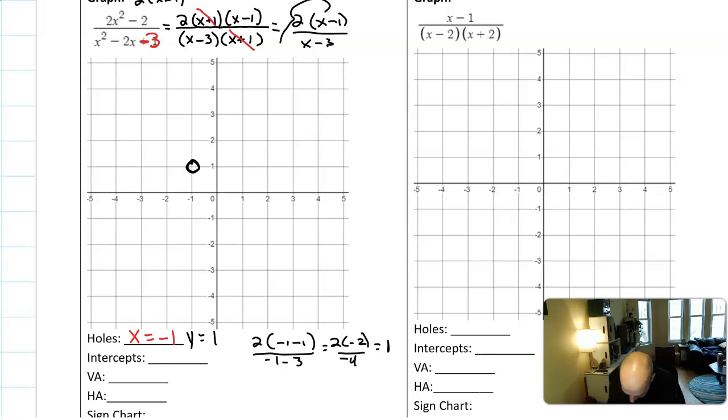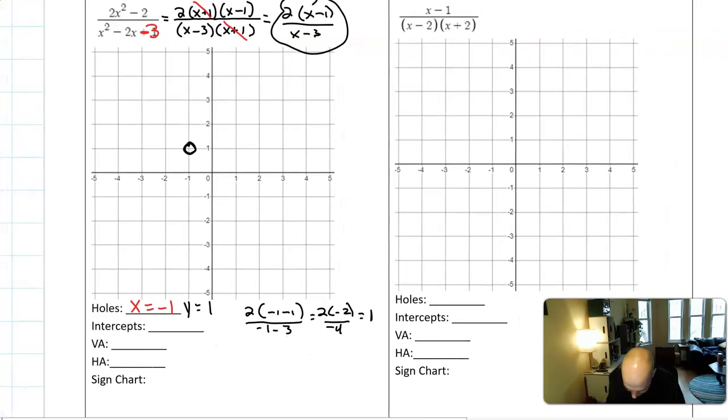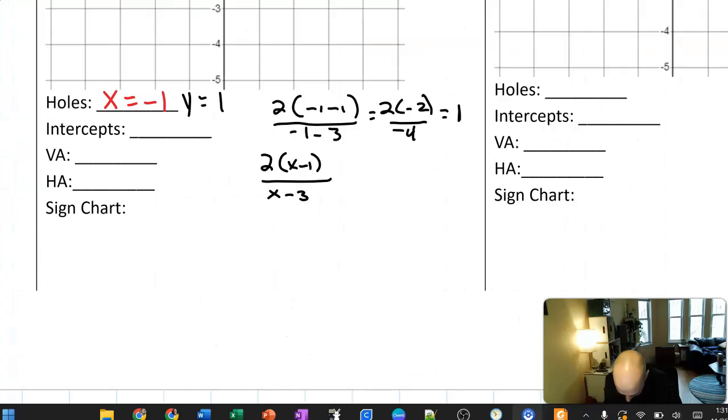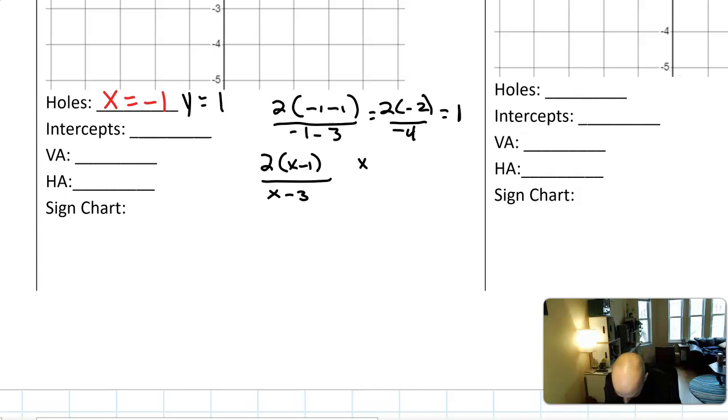We now have this simplified version, so we can find all the intercepts. The first intercept that we could find is when x is 0. That'll be the y-intercept, so that's going to be 2 times negative 1 over negative 3, which looks like positive 2/3. So we're going to have an intercept at 0 and 2/3.